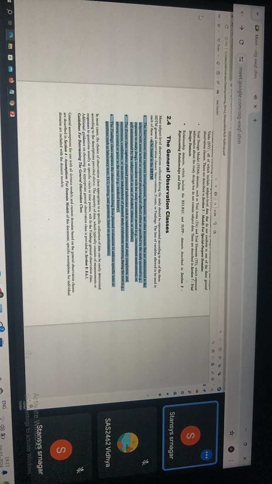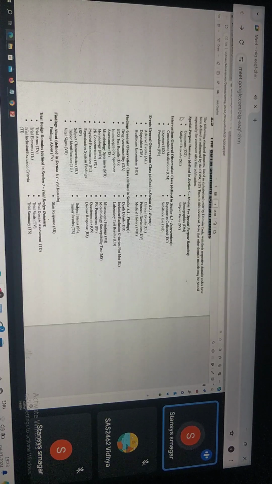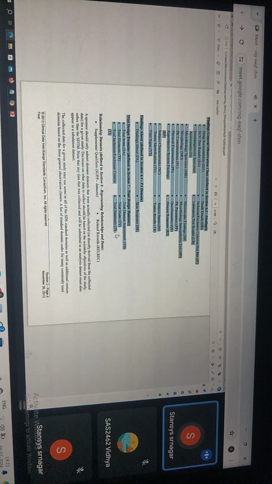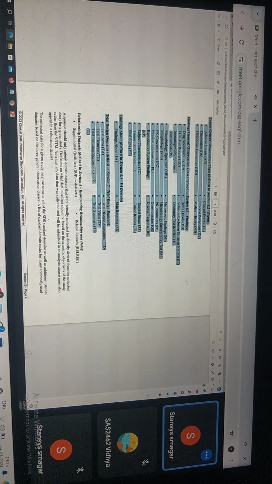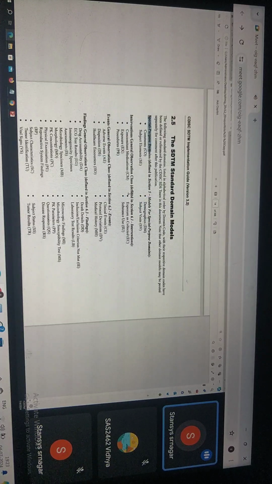Okay. So next, if you go to the next page, this is the SDTM standard domain models. As per SDTM IG 3.2, these are all the domains we have in SDTM. If you can see, this is the special purpose class. There we have comments, demographics, subject elements, and subject visits. These are the 4 domains under special purpose. And then the general observation classes: interventions, events, and findings.